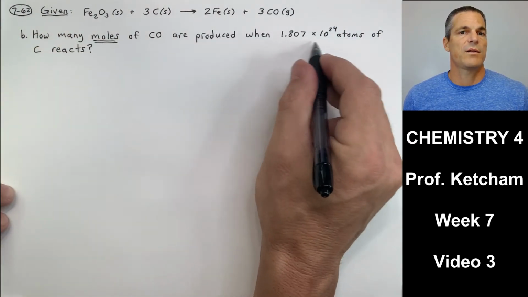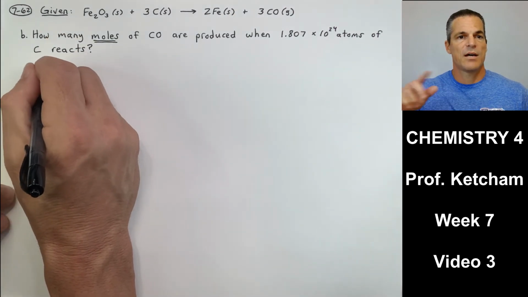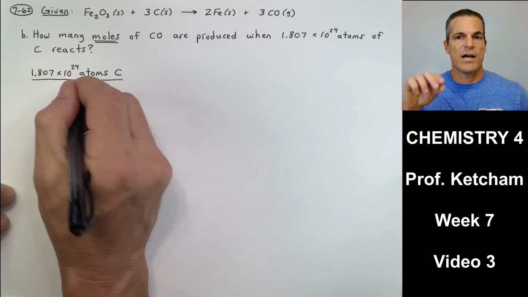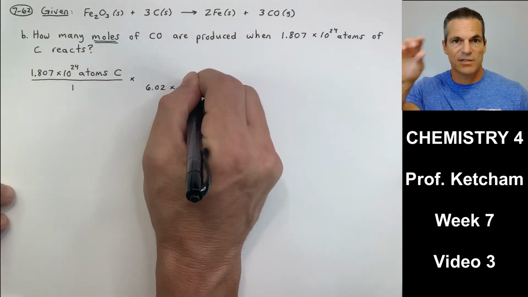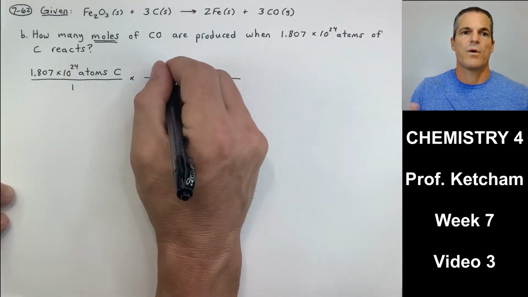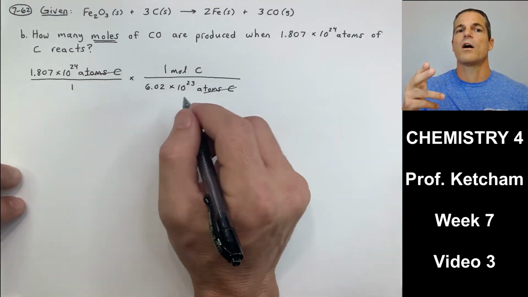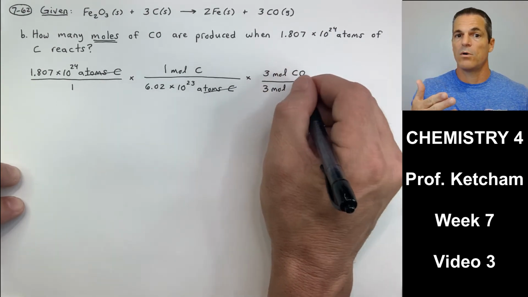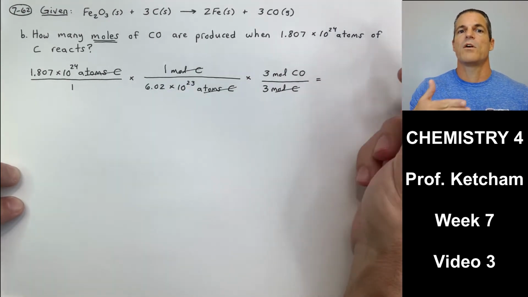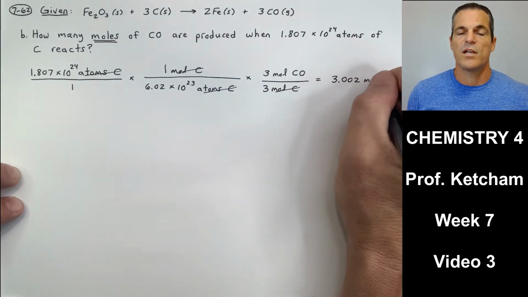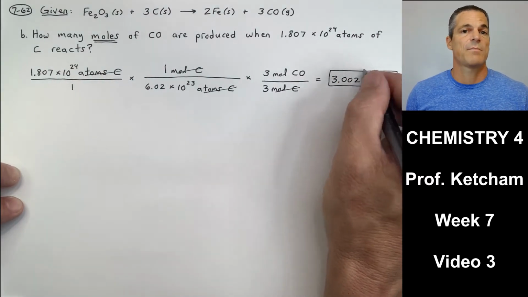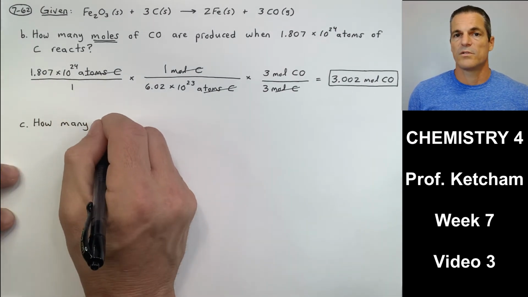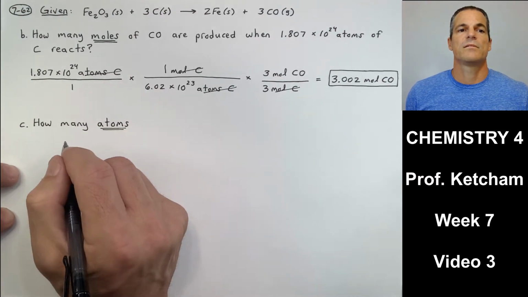So I see the 1.807 times 10 to the 24th atoms. I put that over 1. That's my start with what I'm given, put it over 1. Notice I write out atoms of carbon. I got atoms C. I need to follow the units all the way. So 1 mole of carbon contains 6.02 times 10 to the 23rd atoms. That gets me into moles. And then I have 3 moles of CO for every 3 moles of carbon in my balanced equation. I started with 4 sig figs. My answer must be in 4 sig figs. 3.002 moles of CO.